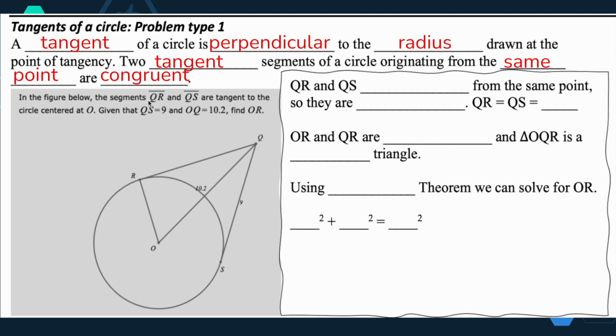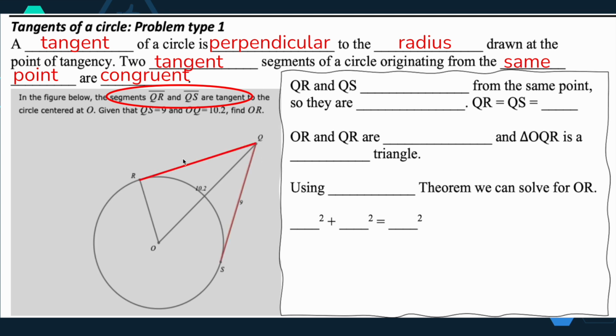We have in the figure below, the segments QR and QS are tangent to the circle. They're telling us QR and QS are tangent. We could see that already, but you want to make sure that they tell you so that you're not guessing at it. We have our center O, and we're given that QS is 9, and that OQ is 10.2.